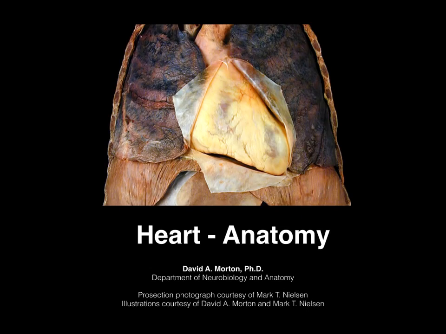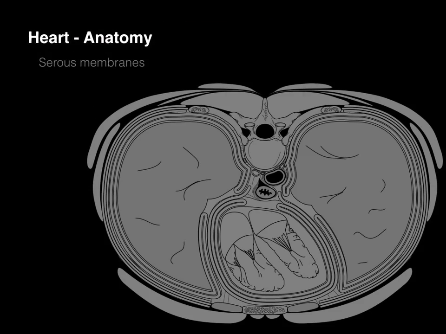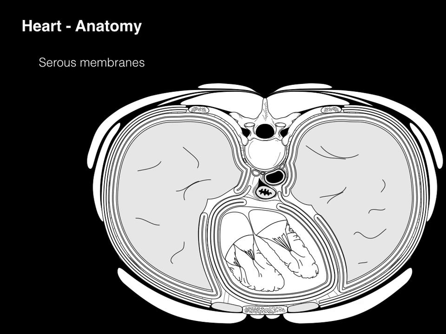Let's now talk about the anatomy of the heart. And so to start, let's describe the serous membranes that are surrounding the heart. So the heart is enclosed within a three-layered pericardial sac. It protects the heart from overfilling and produces this lubricating fluid. So the three layers are fibrous pericardium, parietal layer, serous layer, and a visceral layer.